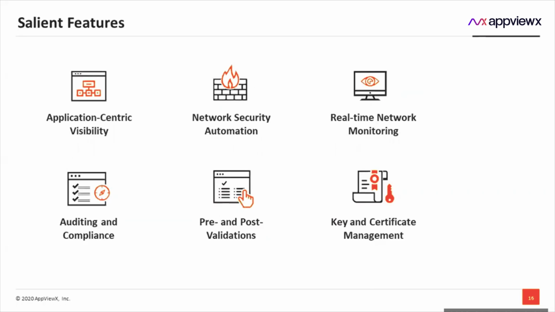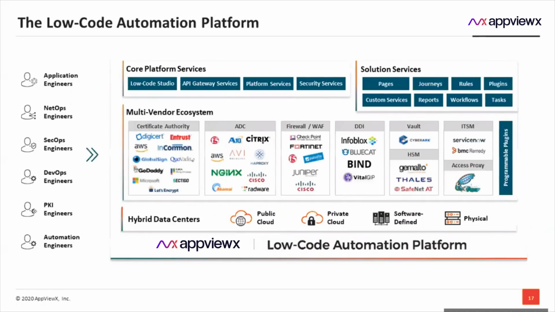Some additional features: application-centric visibility, network security and automation, a real-time network monitoring capability, auditing and compliance, pre and post validations. Are things in a state where I can apply changes, and after I applied changes, are they still working? Key and certificate management. The low-code automation platform.